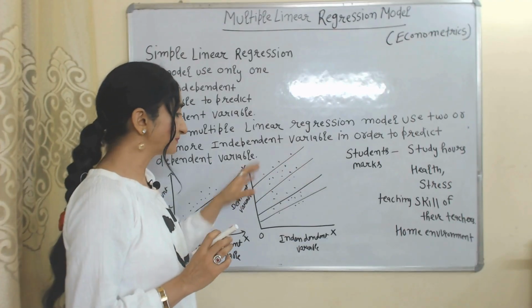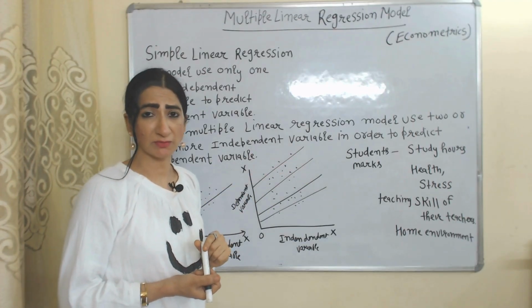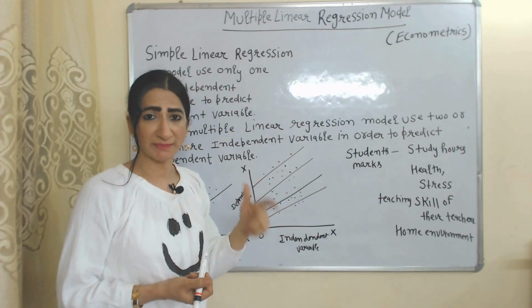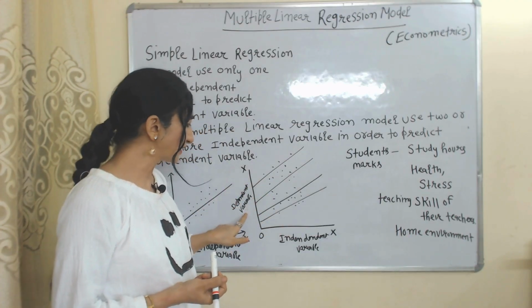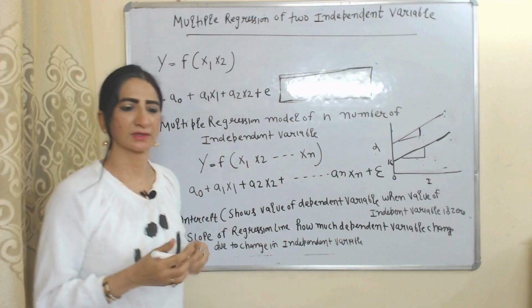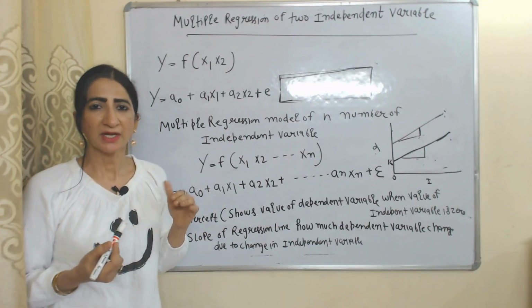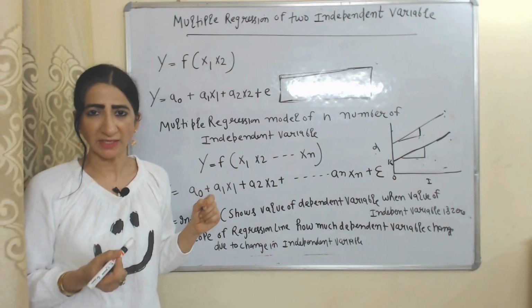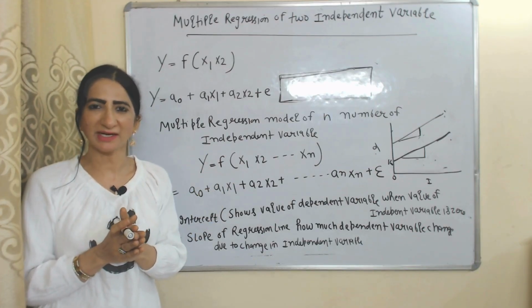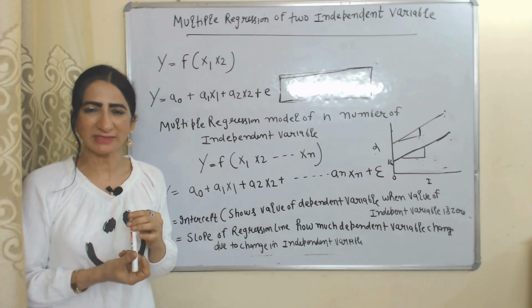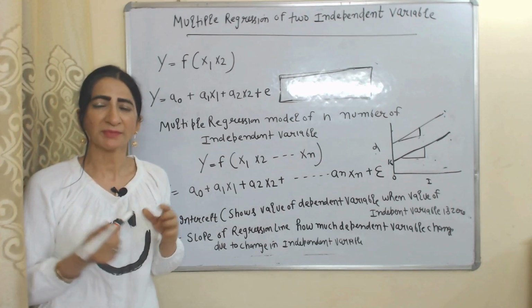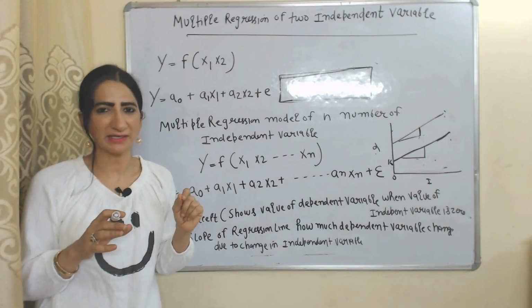So we can say that a multiple linear regression model uses two or more independent variables in order to predict a dependent variable. First of all, we will see the multiple linear regression model in the case of two independent variables.